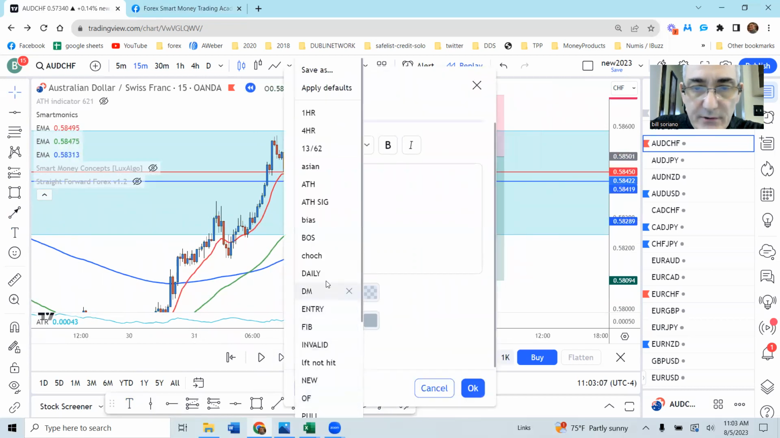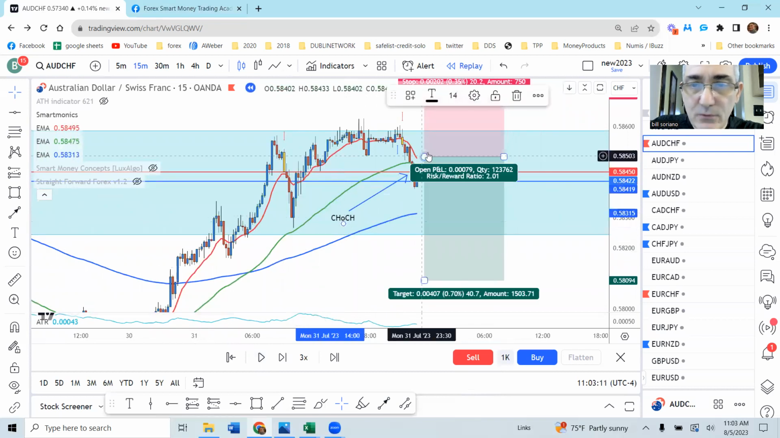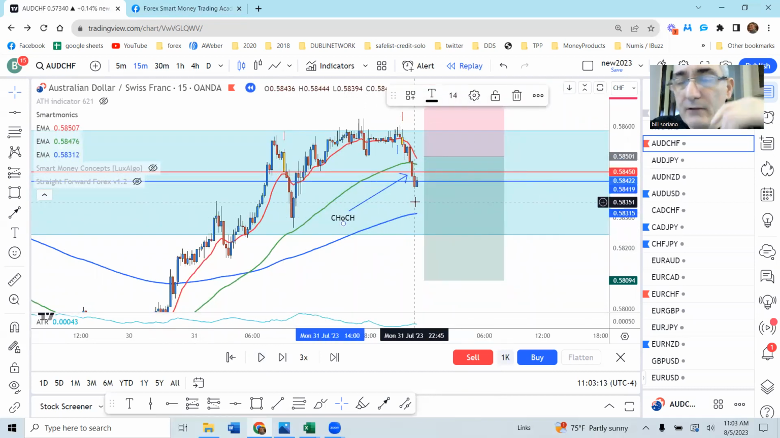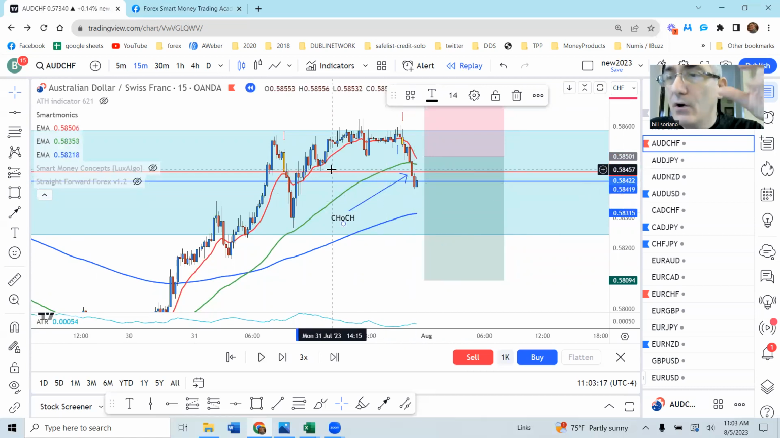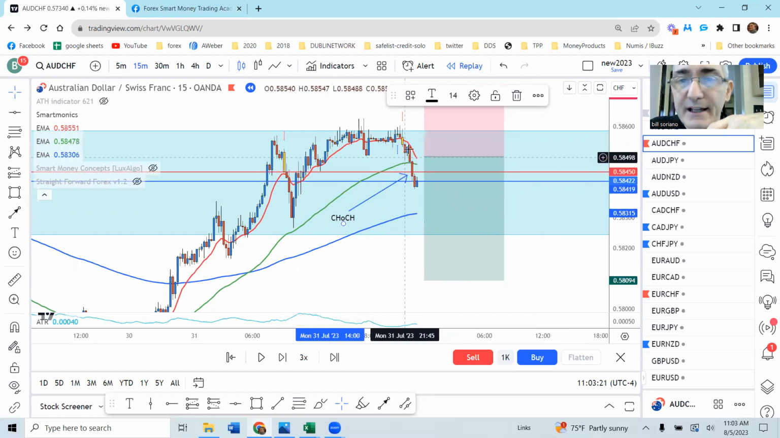Let me just show you this. I'm just going to put choke right there, right? That candle, when that candle closes below that red line, that gives us our break of structure to the downside or our change of character. And now we have to identify where is the order block on the 15-minute chart that causes this break of structure and change of character.